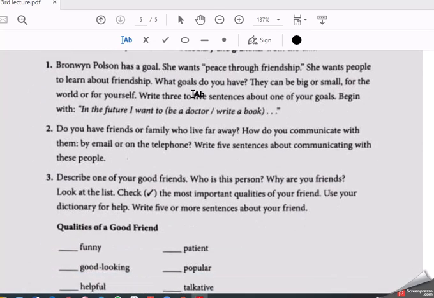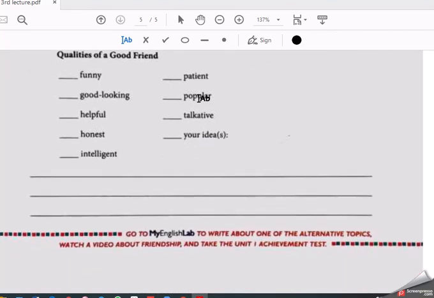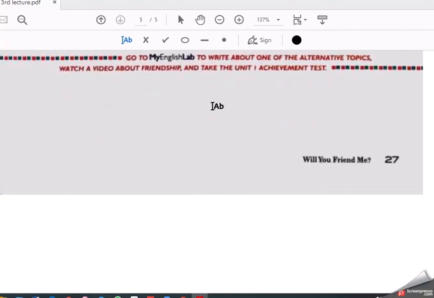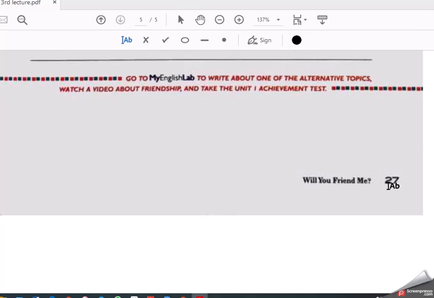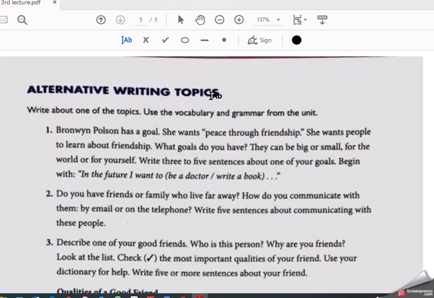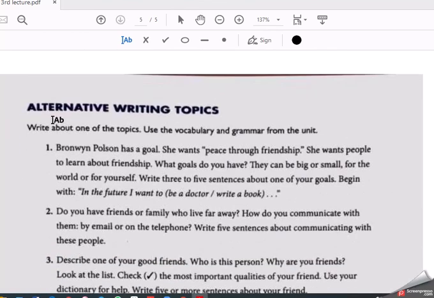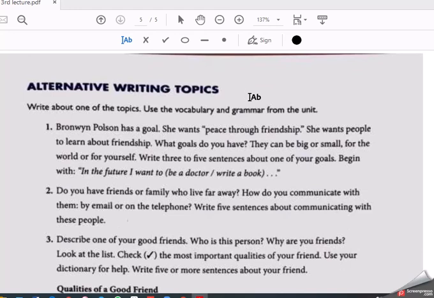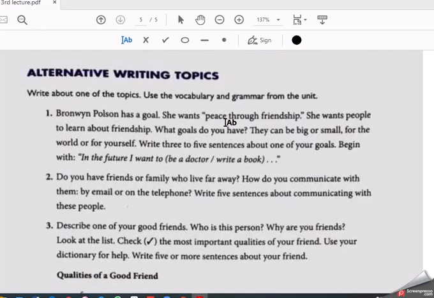Okay, let's go to the last page in our unit here, unit 1, which is 27. Here on this page, what do we have is alternative writing topics. اللي هنا مواضيع ممكن، مواضيع أخرى، يعني نقدر نكتب عنهن. These are other topics that I can use in order to write my paragraphs about.